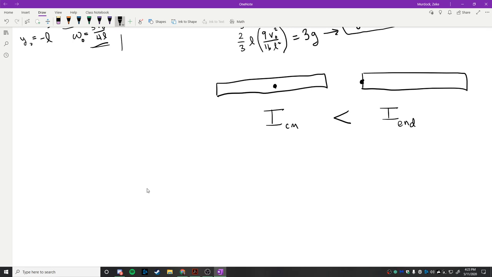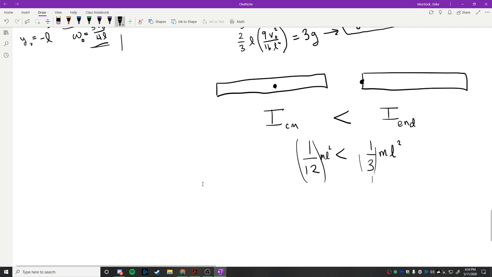Now, you know that one of these is 1/3 and one of them is 1/12. So which one's smaller? Is it 1/3 or is it 1/12? That's how I memorize it, at least. Center is 1/12.